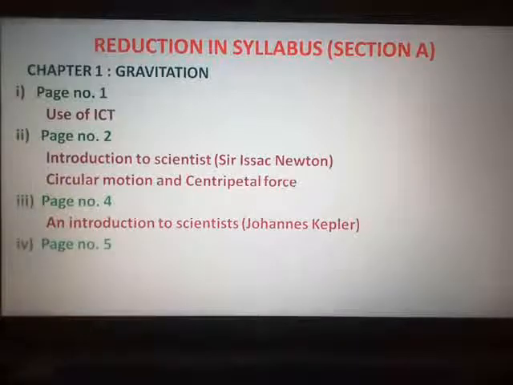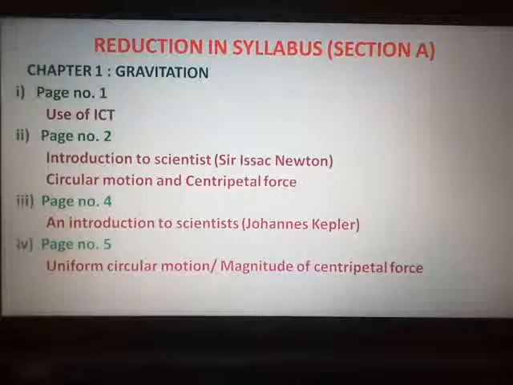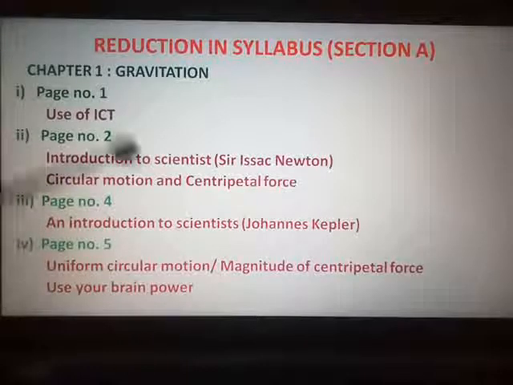On page number 5, there is a bonus for you. The entire derivation of uniform circular motion or magnitude of centripetal force you have to remove, and below that you have a yellow colored block, use your brain power, that you have to remove. So on this page, only on the top you have a blue colored block, the center of the mass of an object, that part you have to study. The entire derivation, which was really a headache for you, is removed, and use your brain power activities also moved away.